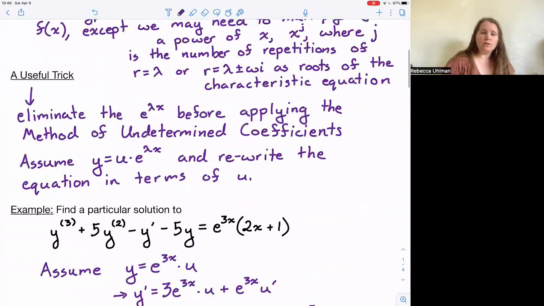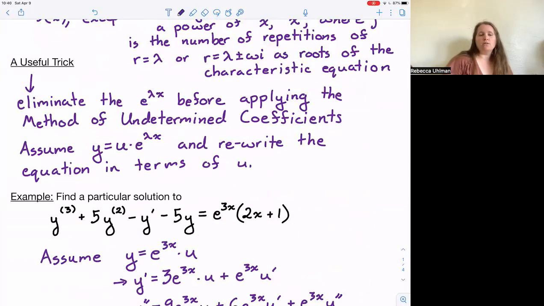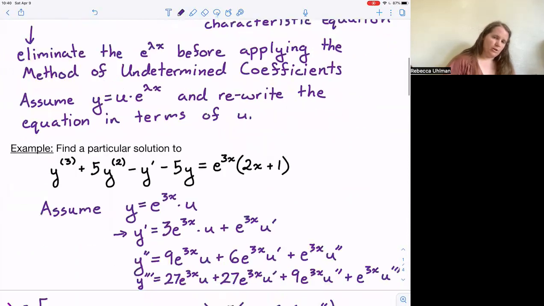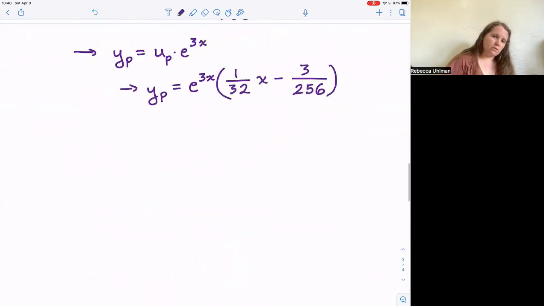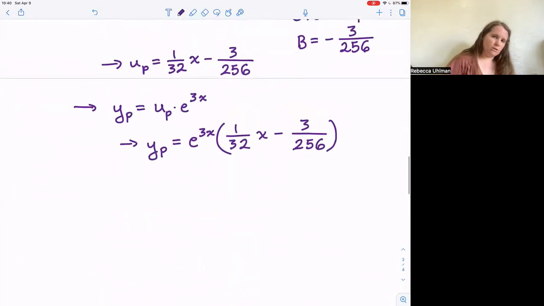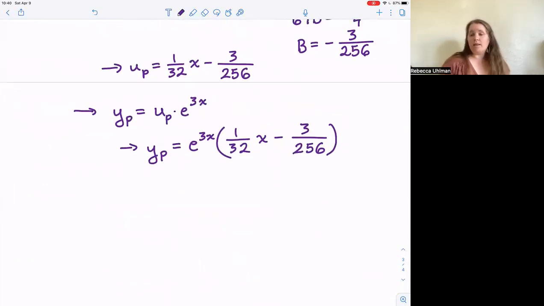If we wanted to know our general solution, the third derivative of y plus 5 times the second derivative minus y prime minus 5y is easily factorable by grouping. So we could find the general solution if we wished. But this is finding a particular solution using method of undetermined coefficients. Again, you can apply that trick or not. It is entirely up to you.